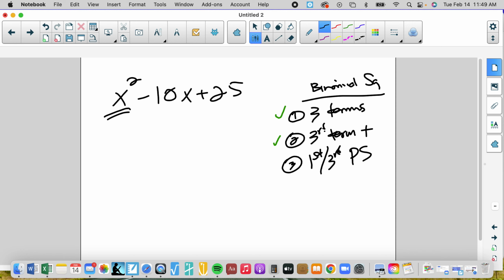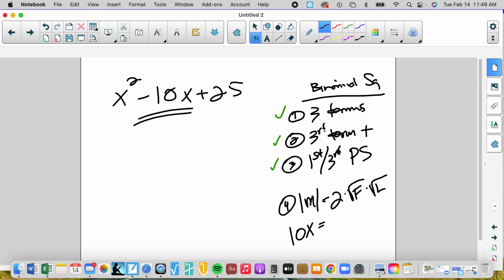Is this a perfect square? Yep. Is that a perfect square? Yep, 5 times 5, x times x. So that's a yes. And then the fourth one, which tends to be the most challenging one to test for, is the absolute value of your middle. So here's my middle term. The absolute value of that would be 10x.